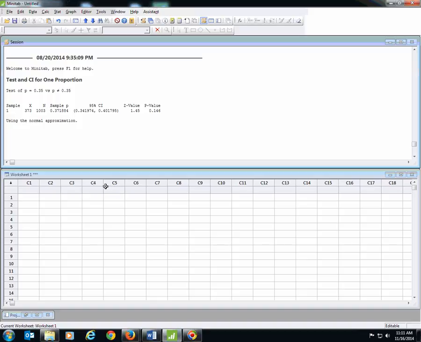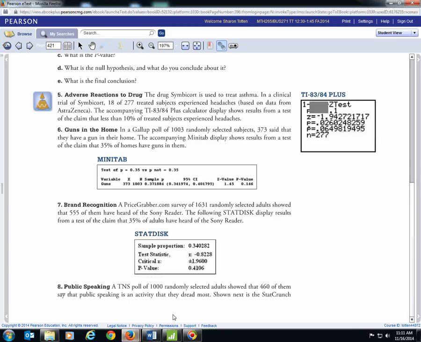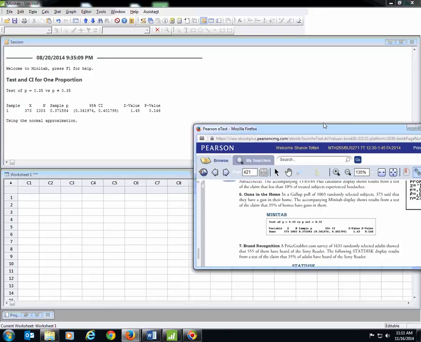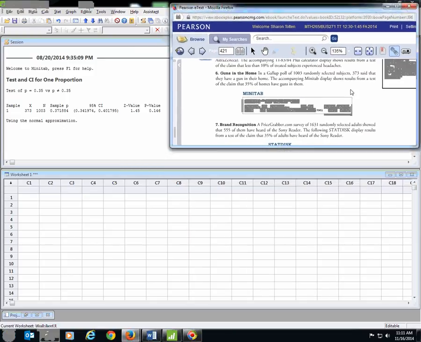Alright, so when we say OK, OK, this is the output that we get. Now let's see if I can make our book come up and show us that output also, and let's see if they match. It's a really little tiny one, but it says the test of p equals 0.35 versus p not equal to 0.35. We have an x of 373, which we have there. N is 1003, which we have there.